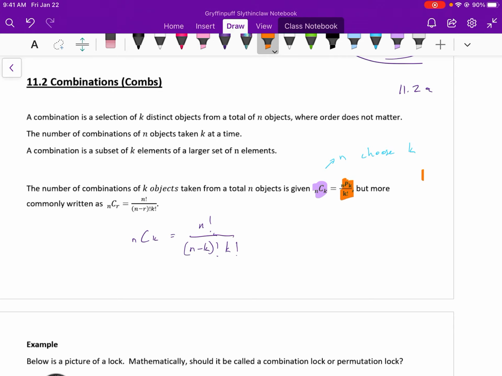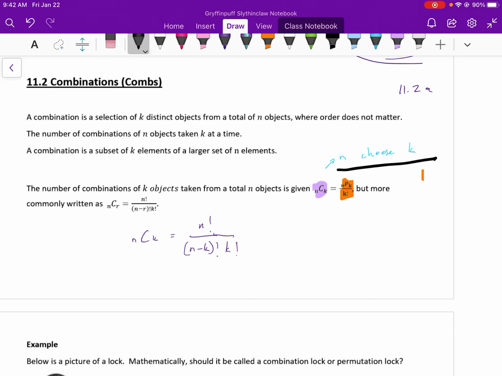So we have a large set of items or things, and we only take a subset of those, and order does not matter. The number of combinations of k objects taken from a total of n objects is given by nCk. Now, in math, you'll often hear people say n choose k. So we're choosing k objects from n.